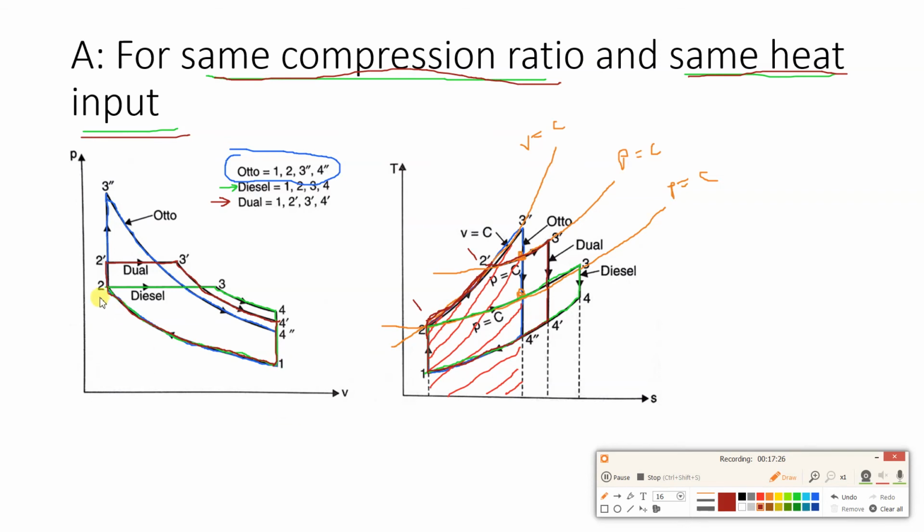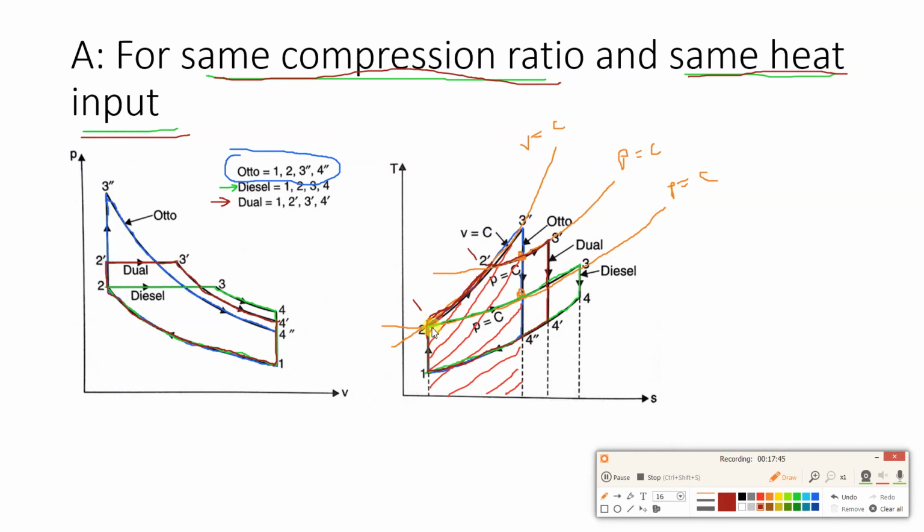So it is V1 by V2. This ratio we are maintaining constant for all the 3 cycles. And on the TH diagram, 1 to 2 is the same for all the processes, or for all the 3 cycles. 1 to 2 is same, and then the heat addition process.